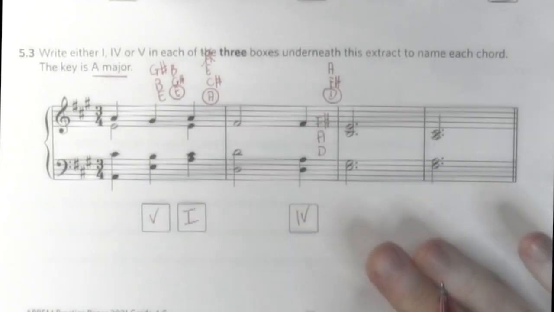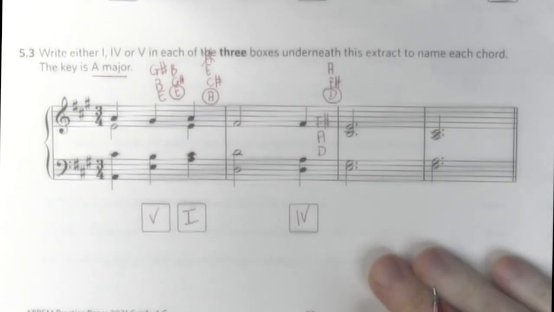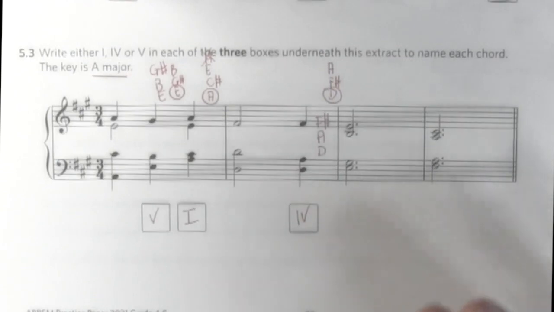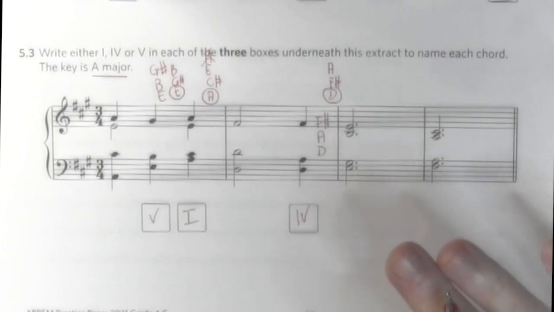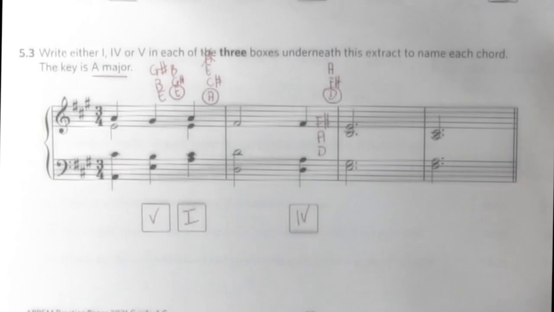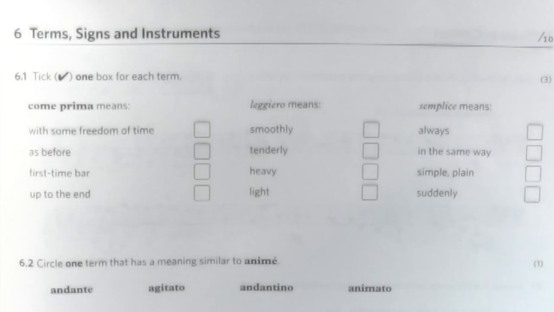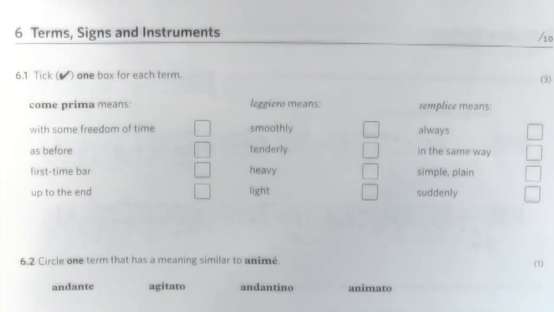This system of identifying the chords, this one here, and for grade 5, is also, I think, the shortest possible. If you have a shorter way to understand and answer the questions here and in grade 5, let me know, but I think this is the shortest. Anyway, section 6. This section relates to terms, signs and instruments, and to answer this you need experience.